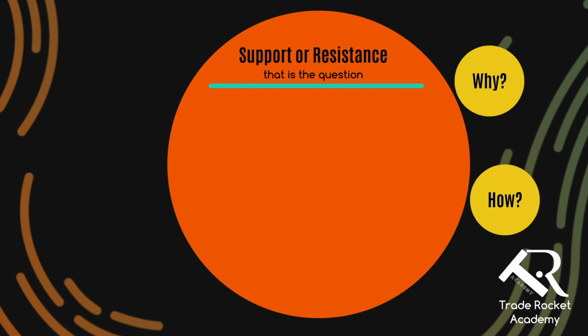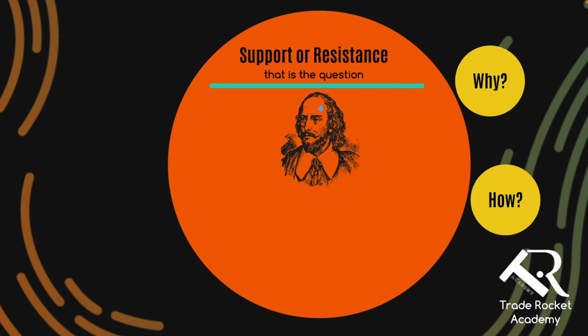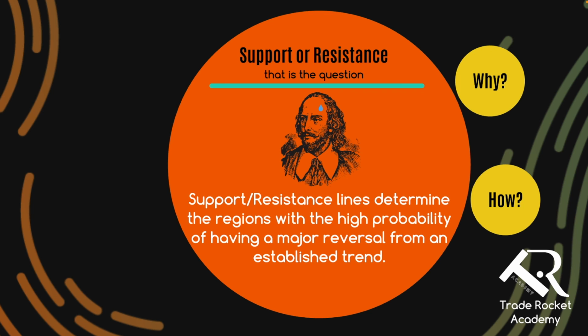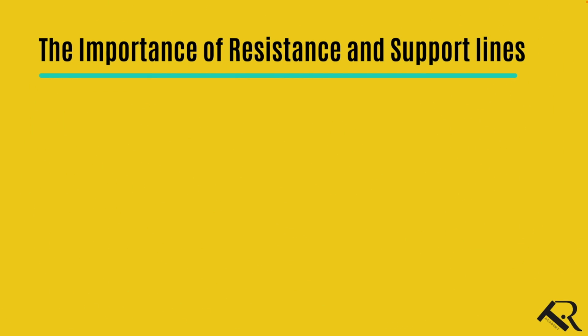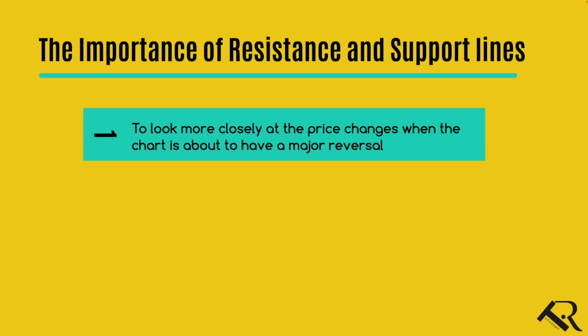The first question is, what is the application of resistance and support lines? Why we draw them, and why we care about these lines? The main role of support and resistance lines is determining the regions with a high probability of having a major reversal from an established trend. Support and resistance lines are very important in any technical analysis of an asset, mainly due to these 3 reasons.